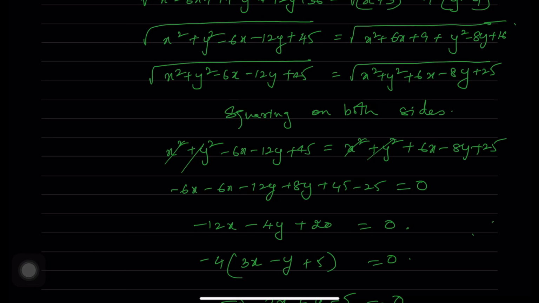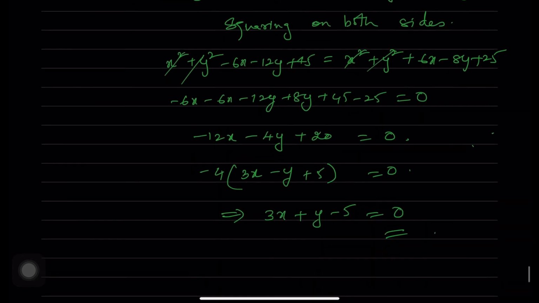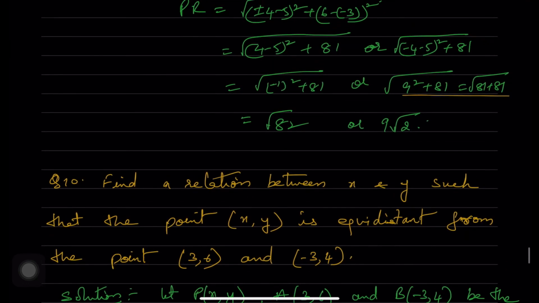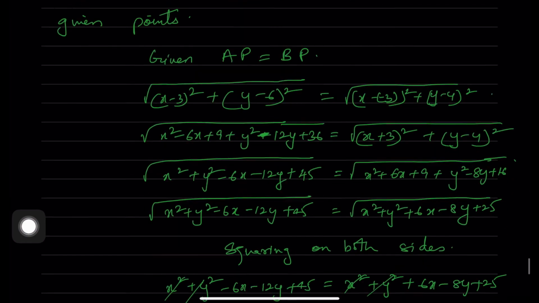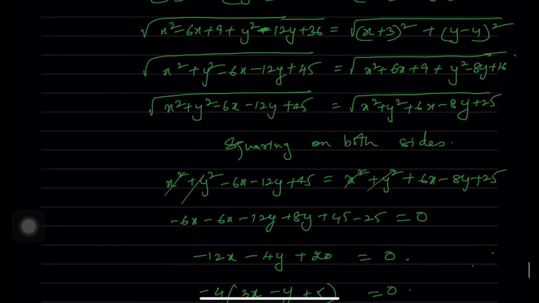Bring all the x terms, all the y terms and the constant terms to one side. So when you are writing together, you are getting minus 12x minus 4y plus 20 is equal to 0. If you take out minus 4 common, you are getting 3x plus y minus 5 is equal to 0. And 3x plus y minus 5 is equal to 0 is the relation between x and y such that the point (x, y) is equidistant from the points (3, 6) and (-3, 4).